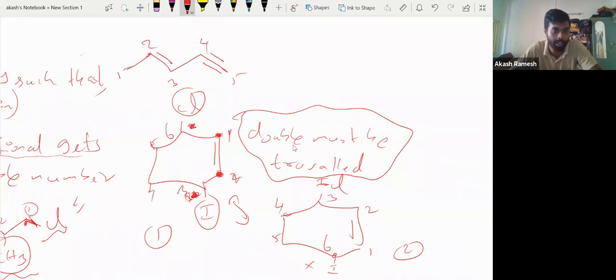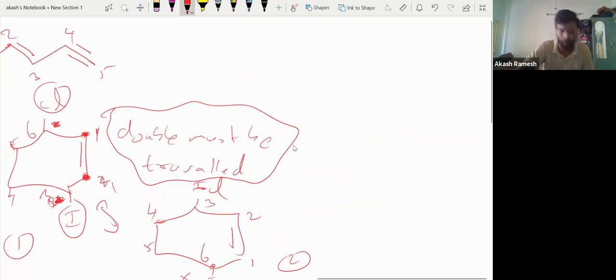You cannot put 1 here and 2 here, as I told you. Once you put 1, the second carbon atom having the double bond should be traveled. Only then you can do the priorities, whatever it is. Okay, I hope I made my point very clear. One last example.